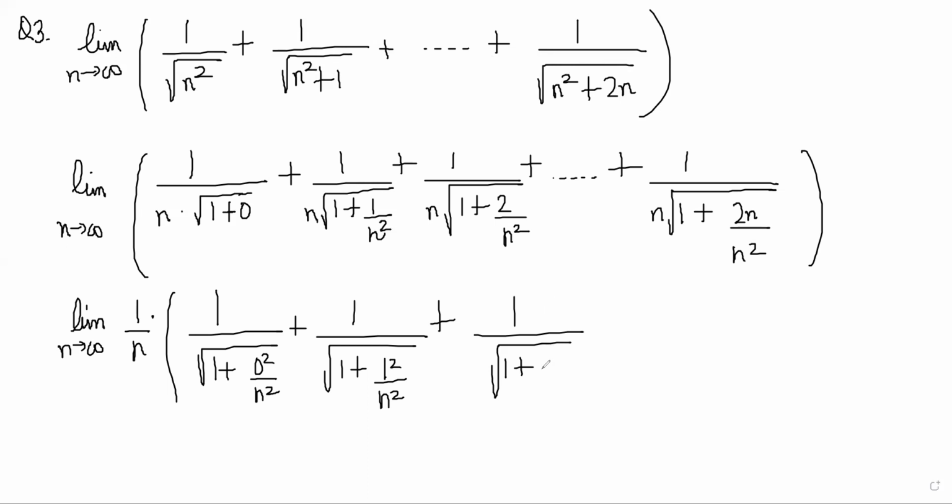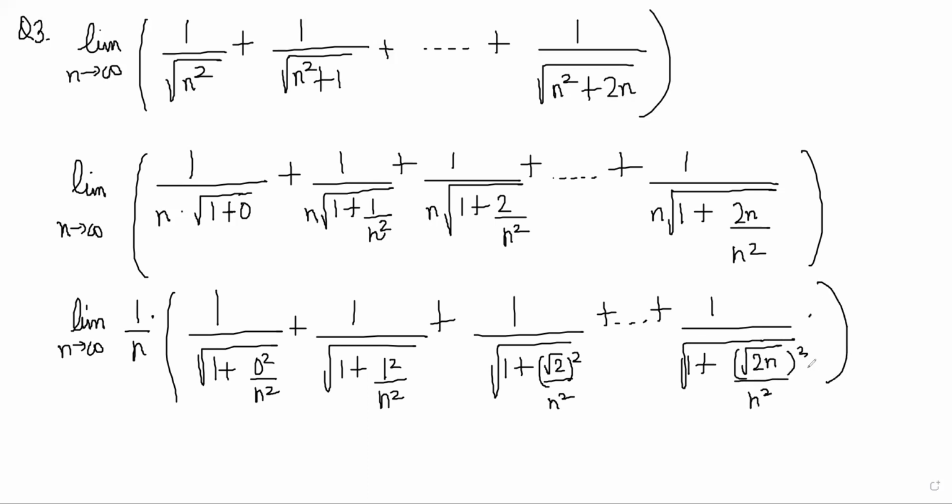I'll just write it like this only. Root 2 squared by n square, and so on, plus 1 plus root 2n squared by n squared. Right, now this is the situation. Next, the next term here would have been root 3 squared by n squared, right? Because it would have been 3 by n squared, right?